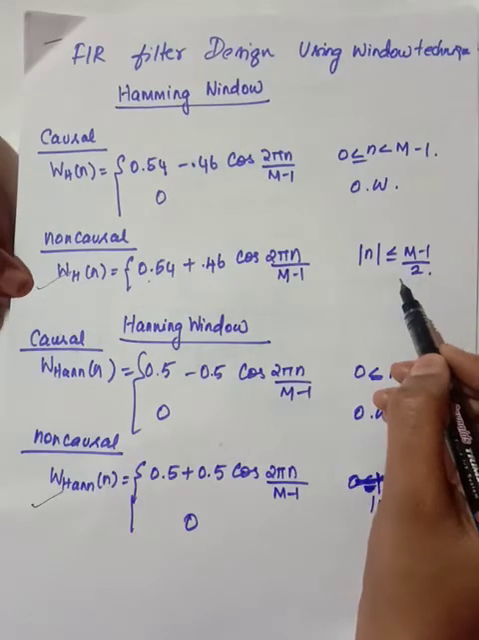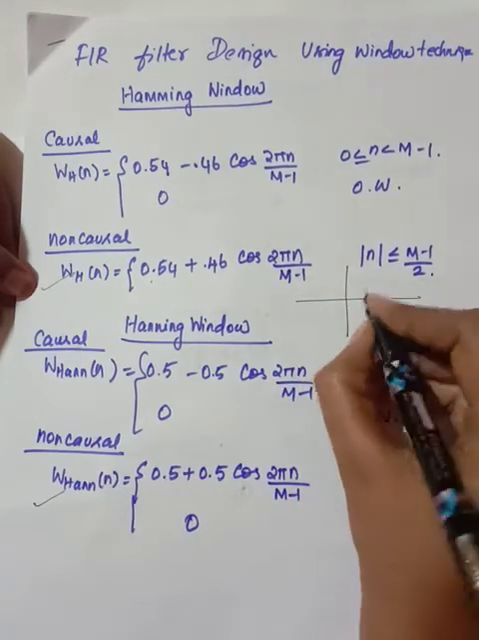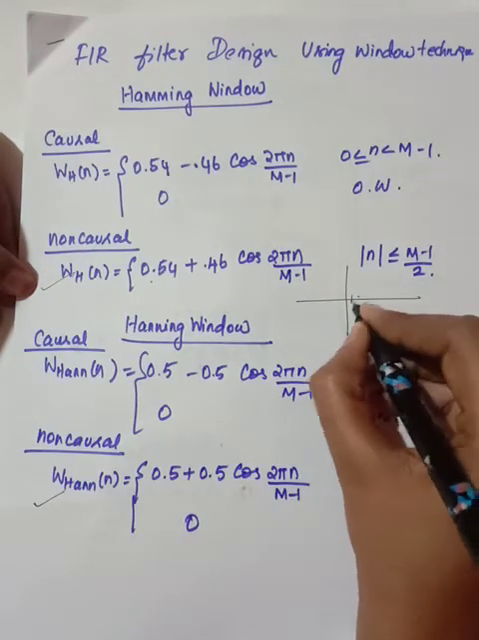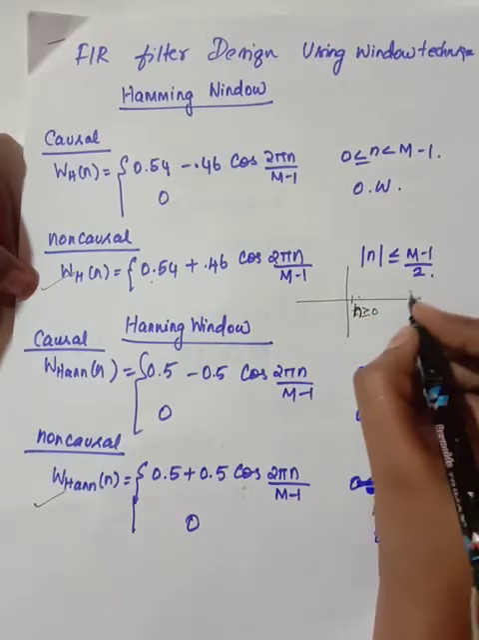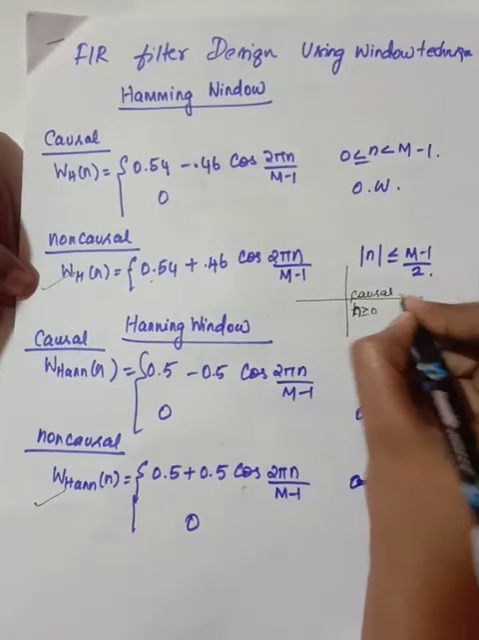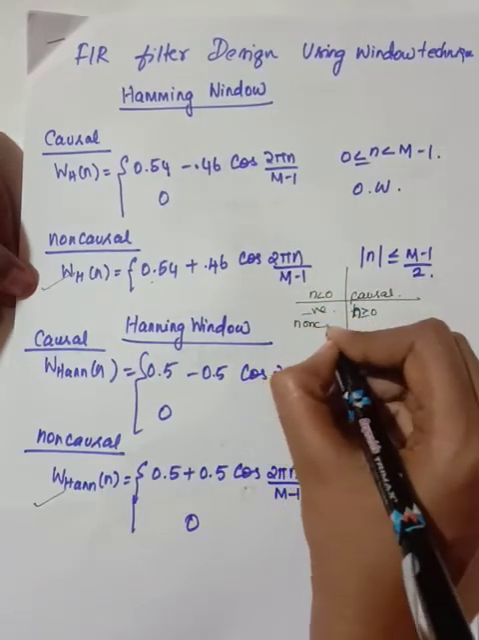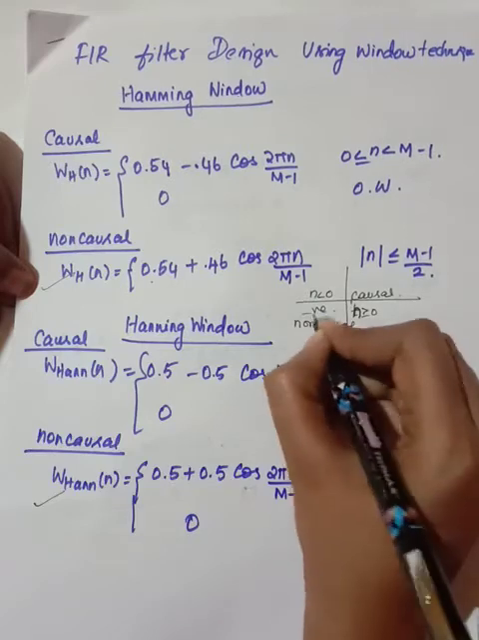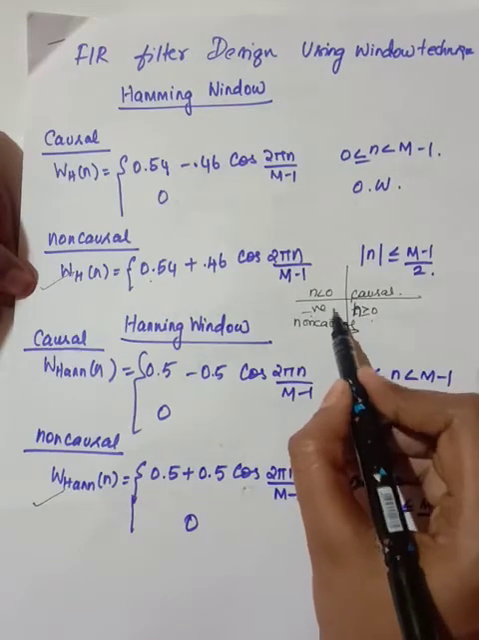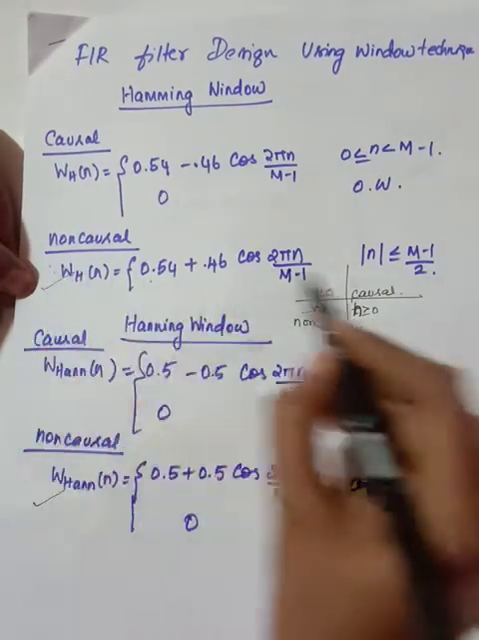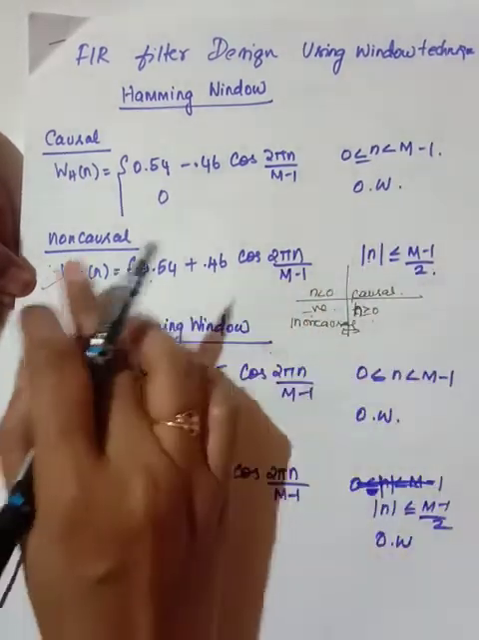In this window technique we are going to consider two cases: causal and non-causal sequence. If the signal lies on the positive side, that is n ≥ 0 in discrete time, the system is said to be causal. If it lies on n < 0, the negative side, it is said to be anti-causal. If it lies on both the positive and negative sides, it is a non-causal sequence. So far what we have seen is a non-causal sequence, where the range is negative to positive on both sides.